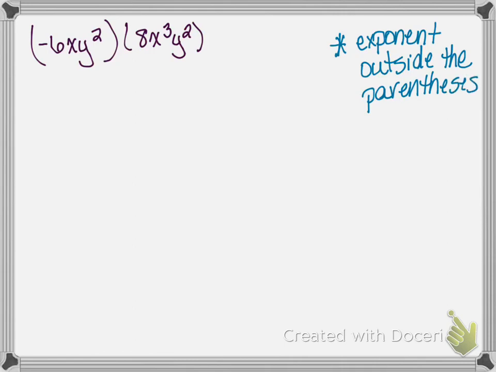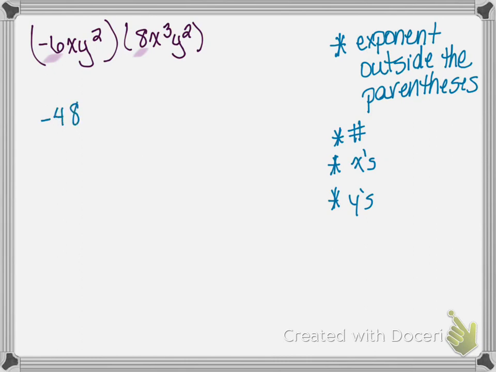So since there is not an exponent outside the parentheses that I've got to deal with, then I deal with my numbers. So I'm going to multiply my numbers together. Then I'm going to deal with my x's, and then I'm going to deal with my y's. Okay? So let's start with my numbers. So I've got negative 6 times positive 8. What's negative 6 times positive 8? You got it. So negative 48.